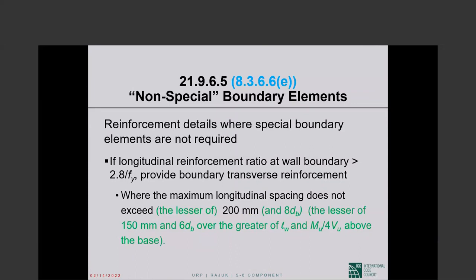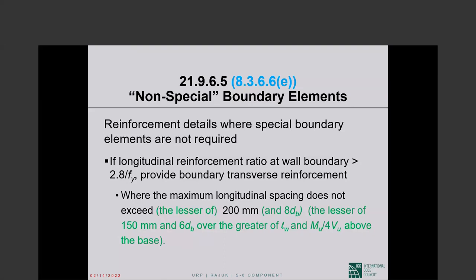ACI 318-14 will say the lesser of 8 inches or 8 times the bar diameter. So right now we have a maximum spacing of 8 inches. 318-14 will make it 8 inches or 8 bar diameter, whichever is the smaller of the two.